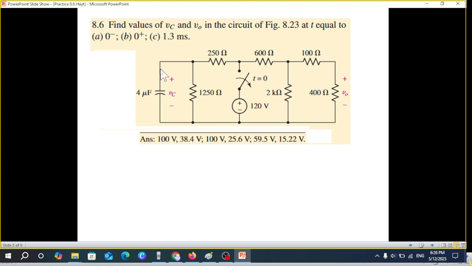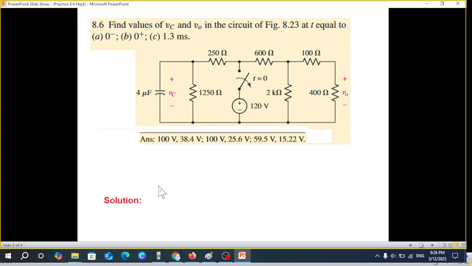So let's see, this is the question. The circuit is given, and we have to find VC, that is the voltage across the capacitor, and VO, the voltage across the output resistance, at three different times: at time t0 minus, at time t0 plus, and at time 1.3 millisecond.